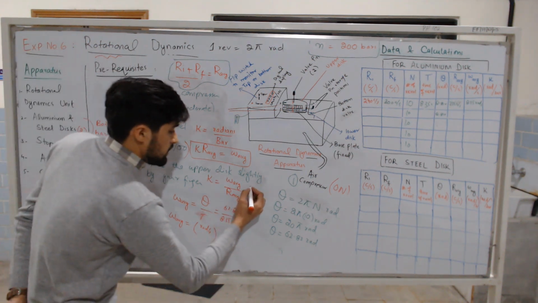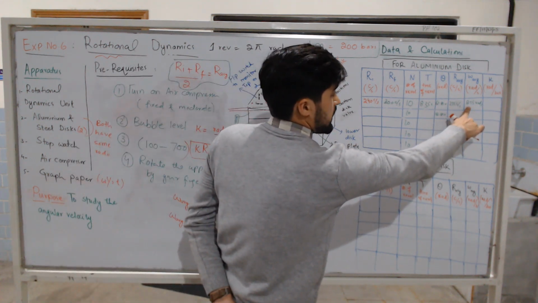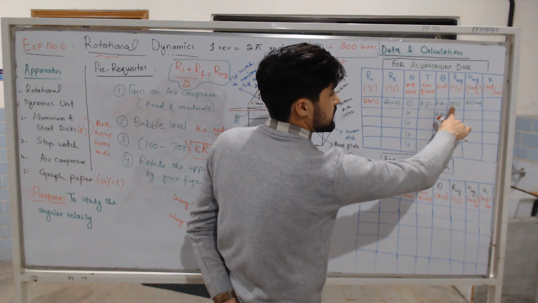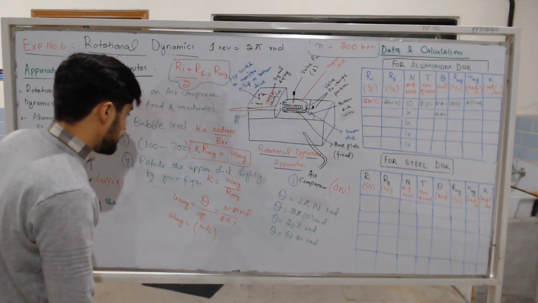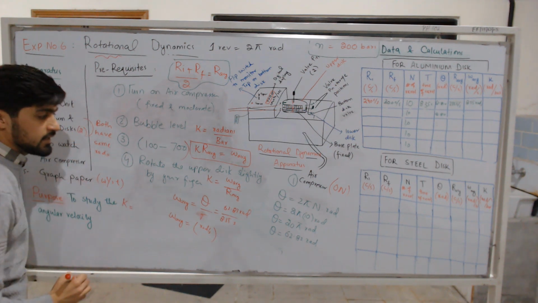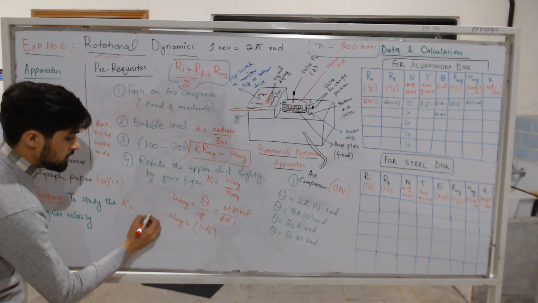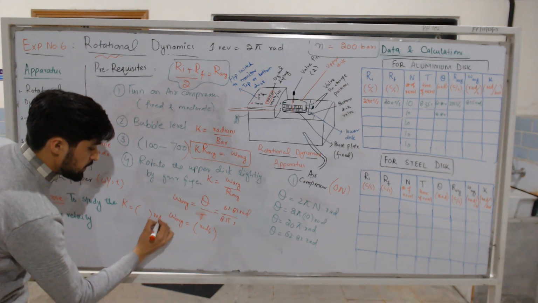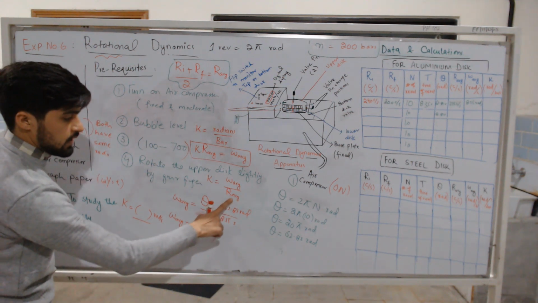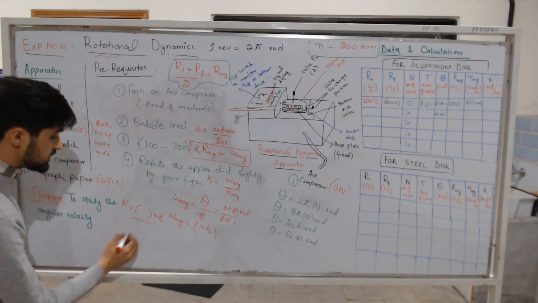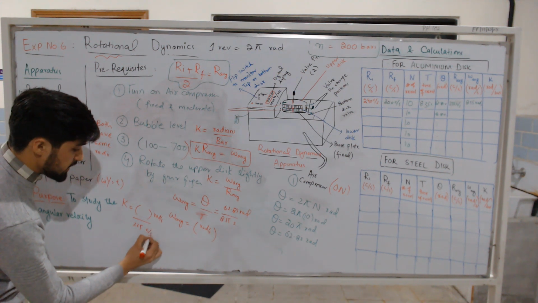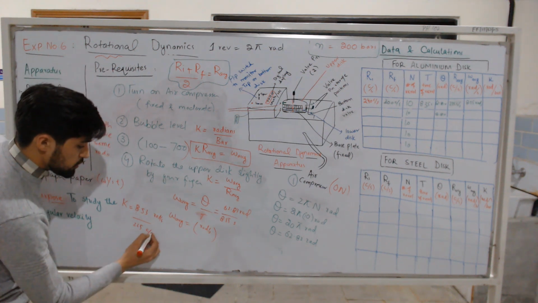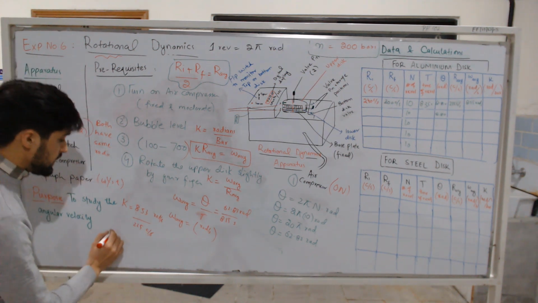Omega average you have calculated, it is 8.55 radians per second, and R average is 235 counts per second. The omega average will be in radian per second, and the R average will be from that table; you will note it down. Let's say this is 235 counts per second, and this is 8.53 radian per second. Second will cancel out, and we will get a value of K.